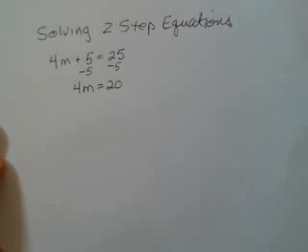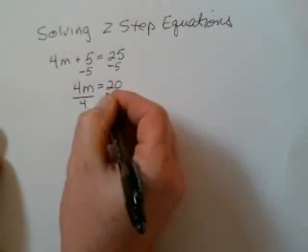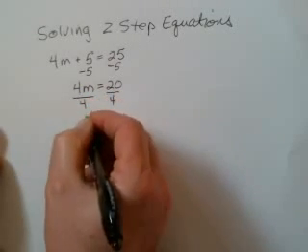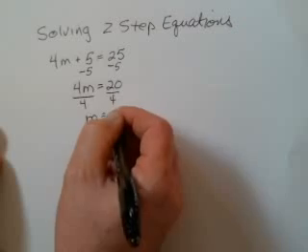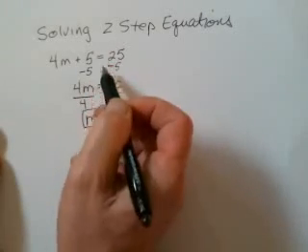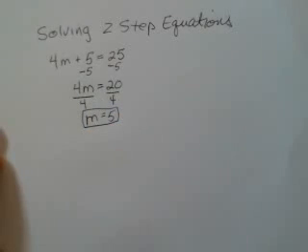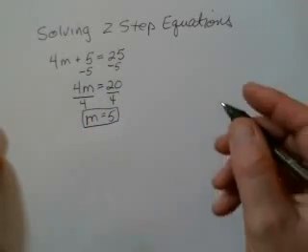And now what I'm going to do next is, I want m by itself. I have 4 times m. I'm going to do the opposite, or the inverse of multiplication, which is division. I'm going to divide each side by 4, and I get m is equal to 5, and that's my solution. Notice that my equal sign goes straight down. Notice I've shown what I've done on both sides of the equation.